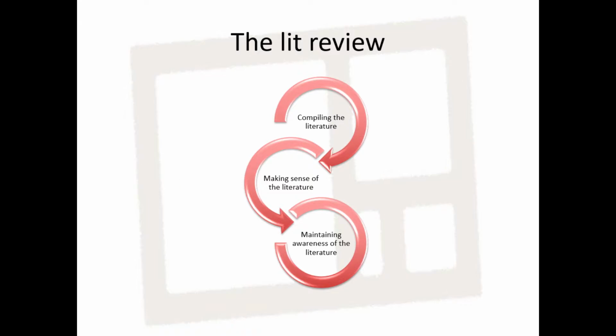The first stage is compiling the literature. At this stage, you're simply going out and searching for the literature and making a list of it. Then in the second stage, we're going to look at making sense of the literature. This is where we're going to read it, summarize it, take notes, and write our literature review. And then, after that, there's maintaining awareness of the literature review.